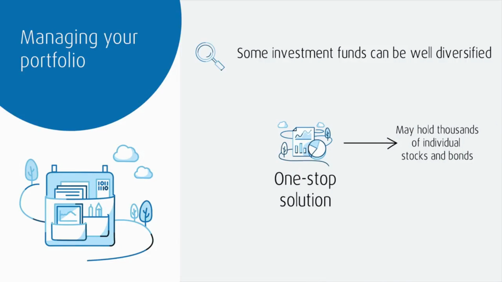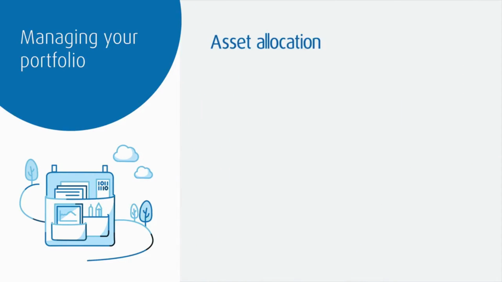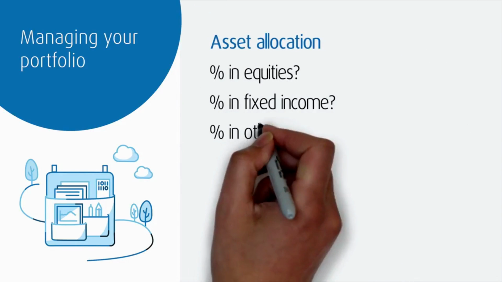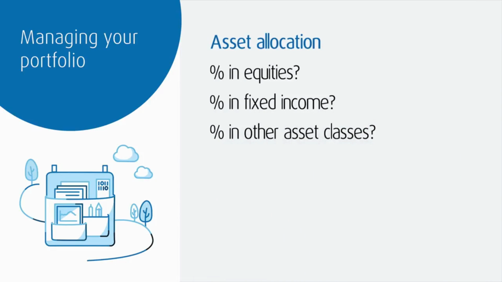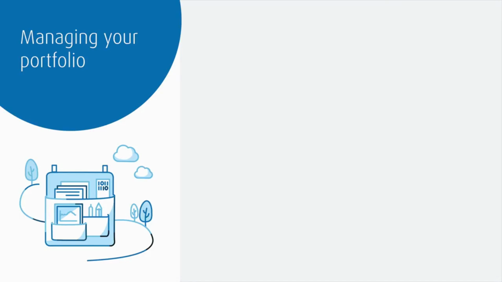Another important portfolio management consideration is your asset allocation. How much of your portfolio is allocated to equities, fixed income, or other asset classes? By having exposure to multiple asset classes, when one asset class is moving down, another one may be moving in a different pattern, thereby reducing the overall portfolio fluctuation. Your asset allocation is also a big factor in determining the overall risk and return profile of your portfolio.